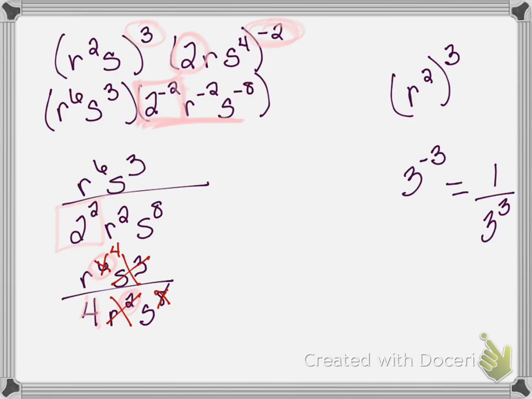What do I have left on the bottom? S to the what? S to the negative 5th. But in the bottom it'll be 5. Okay, so I would have s to the negative 5th in the numerator, but s to the negative 5th in the numerator becomes s to the 5th in the denominator. So my final answer here is r to the 4th over 4s to the 5th.